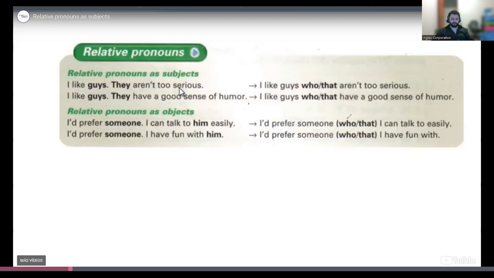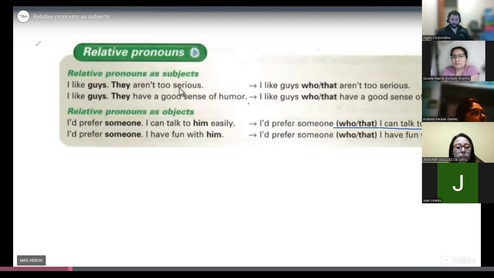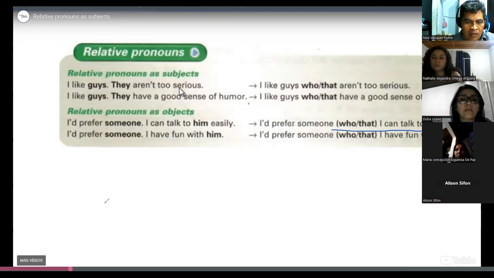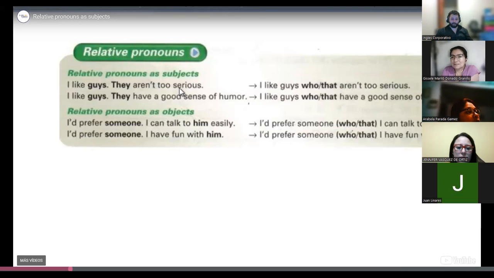So how many clauses do we have here? Two. We have two clauses, right? Where is the relative clause? Who and that. All right. Why is that called a relative clause? Because they are substituting... No, no, that's a relative pronoun. Why is it called a relative clause? Because it starts with a relative pronoun, okay? Si inicia con un relative pronoun, es un relative clause, all right? Got it? That's the definition, okay?